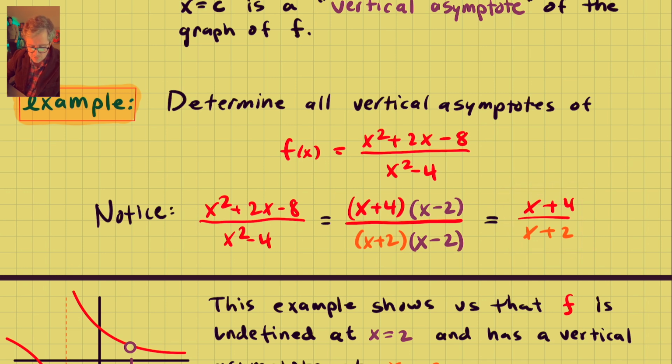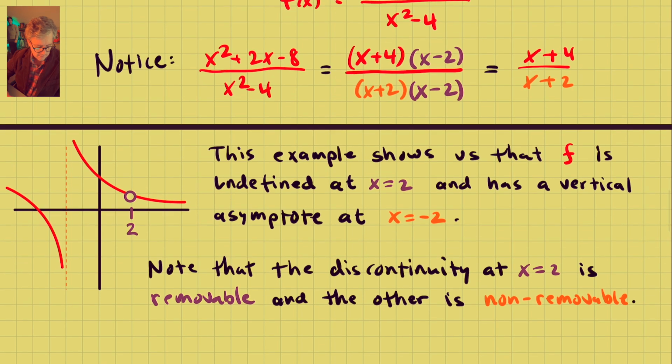Now, the only difference is that this function is not defined at x equals 2, because technically you still have this factor in the bottom. But everywhere else, these two functions are going to be equal. Okay, so let's take a look at this. What does it look like?